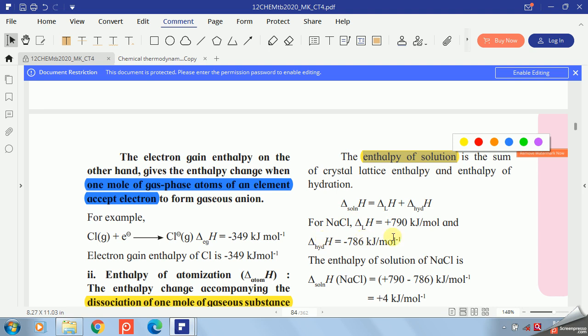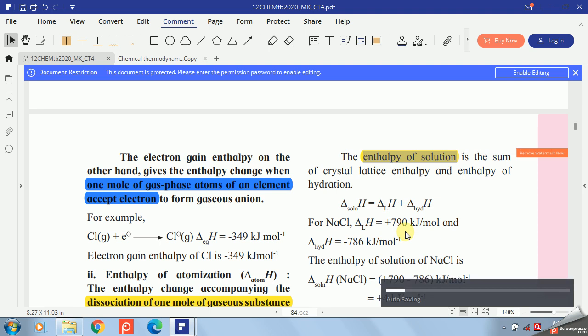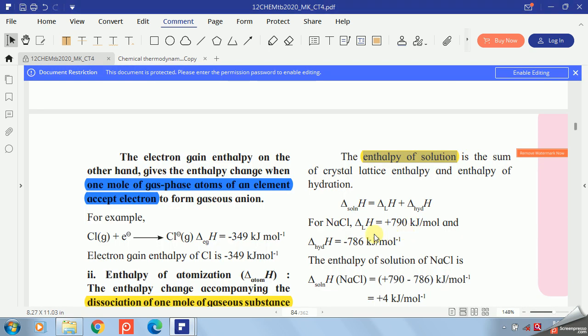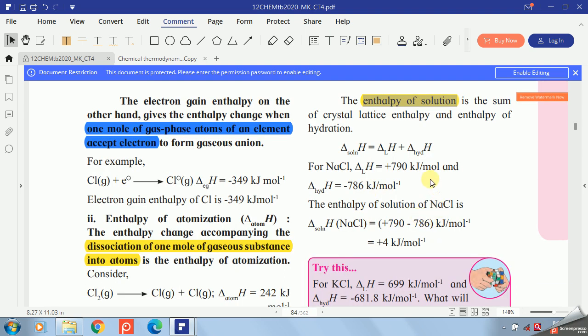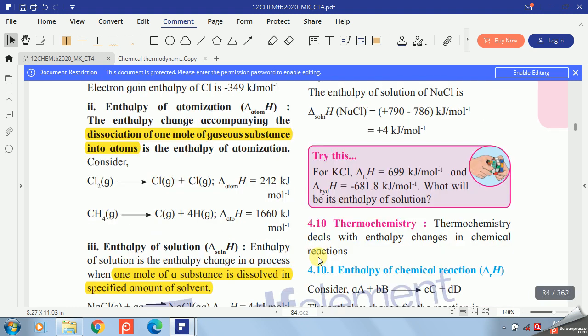So for NaCl, the crystal lattice enthalpy is plus 790 kilojoule per mole, and the enthalpy of hydration of Cl minus is minus 786 kilojoule per mole. So what is the enthalpy of solution of NaCl? It is the sum of these two. So what we get? Plus 4 kilojoule per mole.